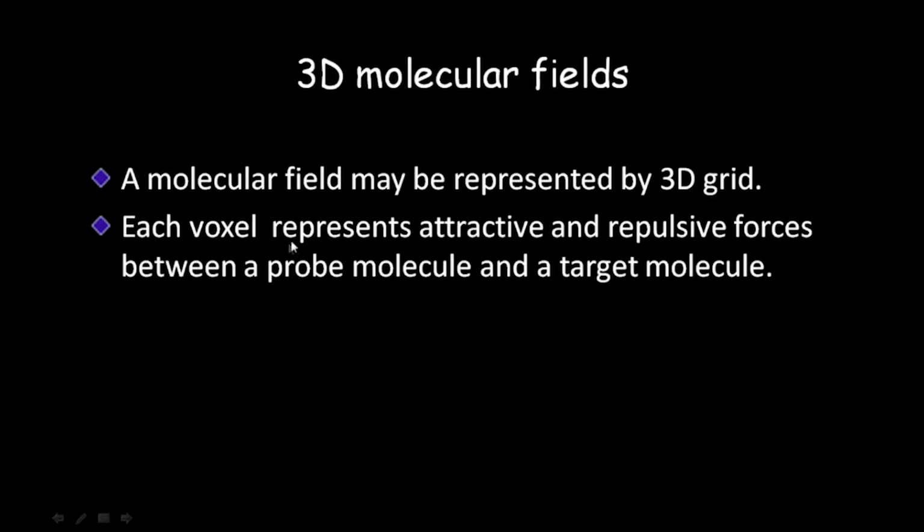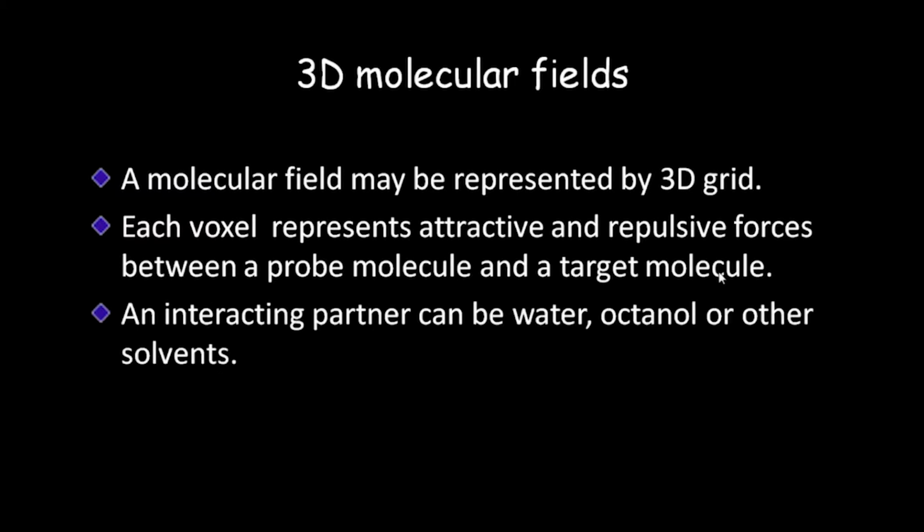Each voxel represents attractive and repulsive forces between the probe molecule and the target molecule. So if you have the target molecule placed and a probe molecule placed at each of these grid points, you look at the attractive and repulsive forces based on steric interaction and electrostatic interaction. So you calculate that.